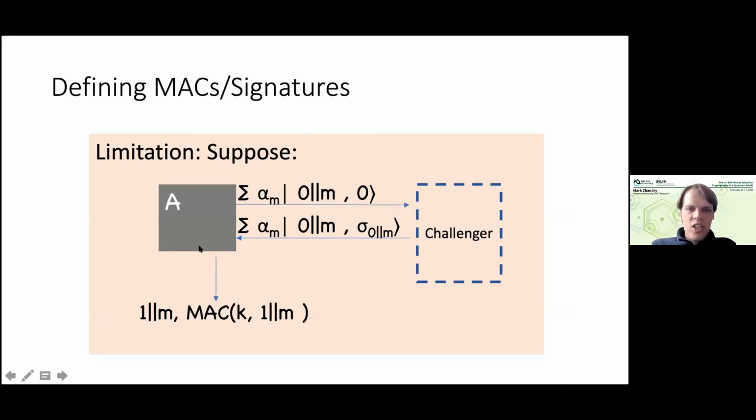But it turns out that this definition isn't satisfactory, because you could imagine the following hypothetical attack where the adversary submits a superposition over messages that all start with 0. And then again in response, a superposition over messages and signatures where the messages all start with 0. Now, I don't know what the adversary is doing. Maybe they can somehow take this superposition and massage it in a way that they actually get a message that starts with 1 and a MAC or a signature on that message.